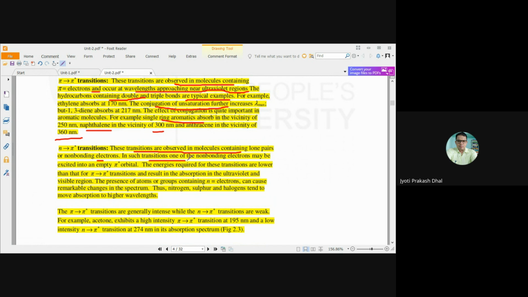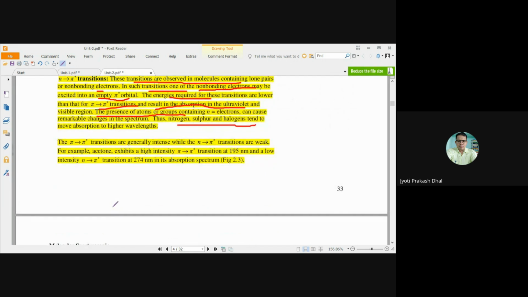In such a transition, one of the non-bonding electrons may be excited into an empty pi star orbital. The energy required for these transitions is lower than that of the pi to pi star transition, and results in absorption in the ultraviolet and visible region. The presence of atoms or groups containing n electrons can cause these types of changes in the spectrum. Thus, nitrogen, sulfur, and halogen atoms present in the organic molecule tend to move absorption to higher wavelengths.